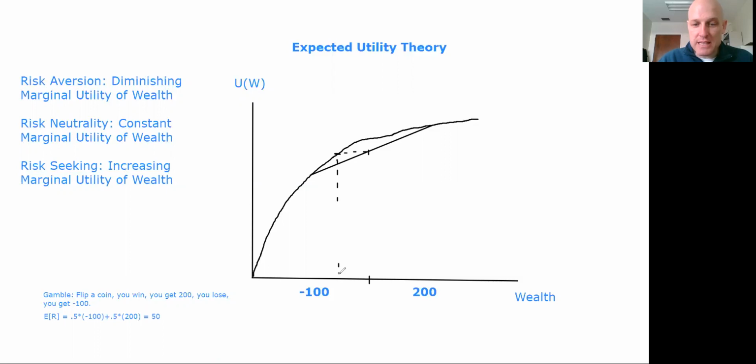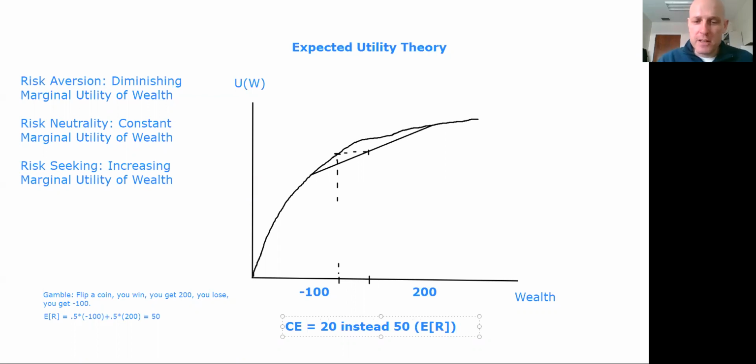And what happens is, instead of 50, the expected return of the gamble, the certainty equivalent is much lower than that. That certainty equivalent might be, I don't know, let me just say something down here. The certainty equivalent might be something like $20 instead of $50, which is the expected return of the gamble.